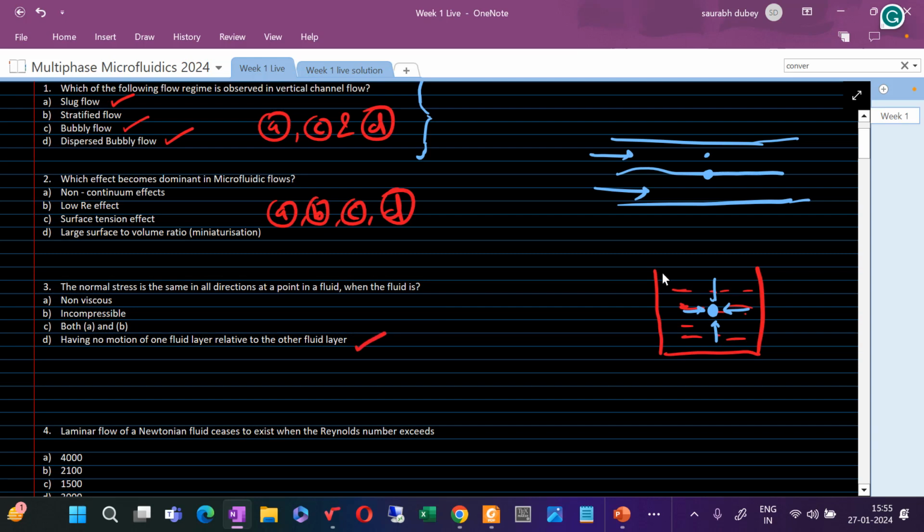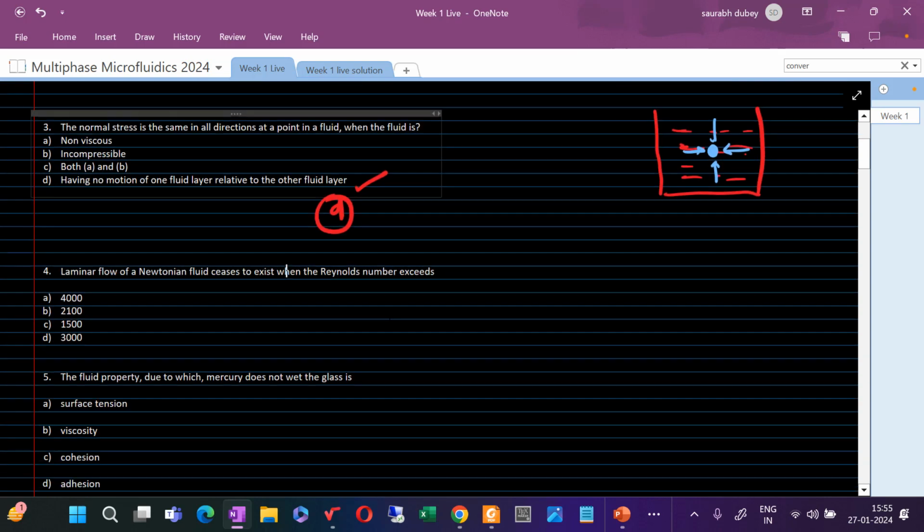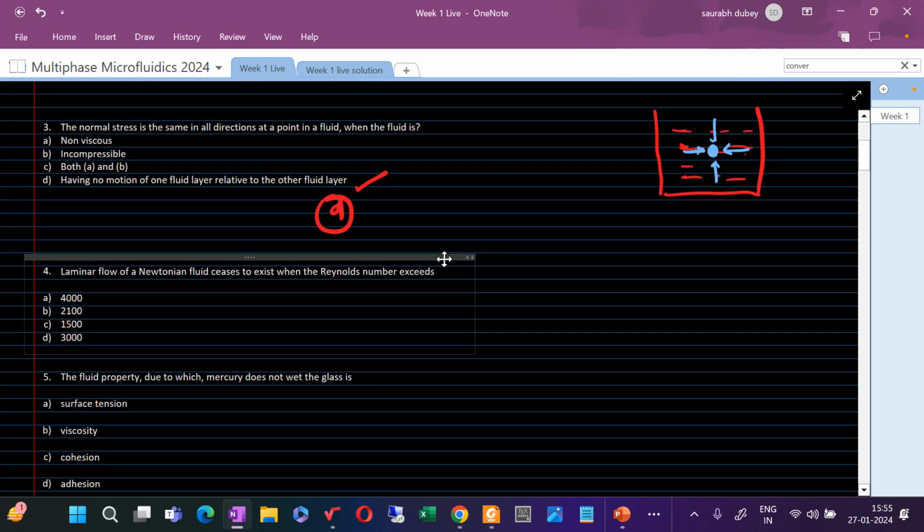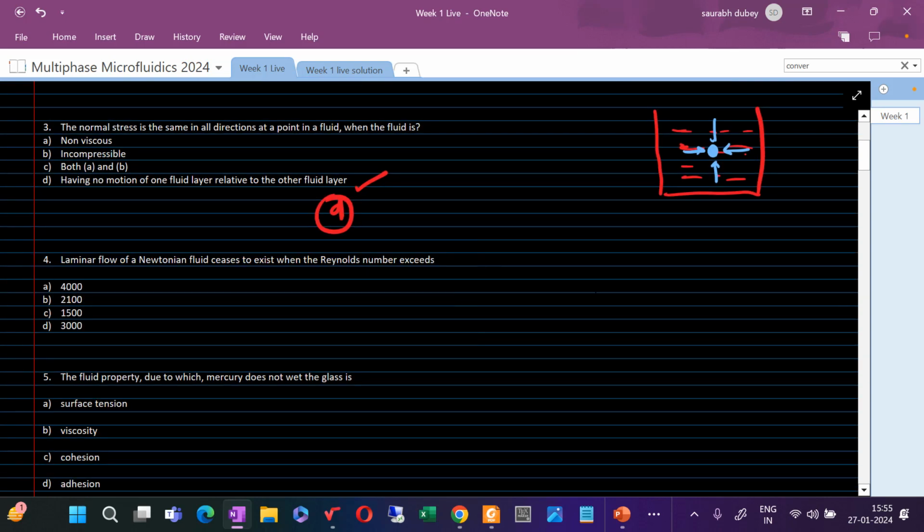So option D. D is the correct answer. Okay, so this one is basic fluid mechanics. The flow of a Newtonian fluid ceases to exist when the Reynolds number exceeds: 4,000, 2,100, 1,500, 3,000.